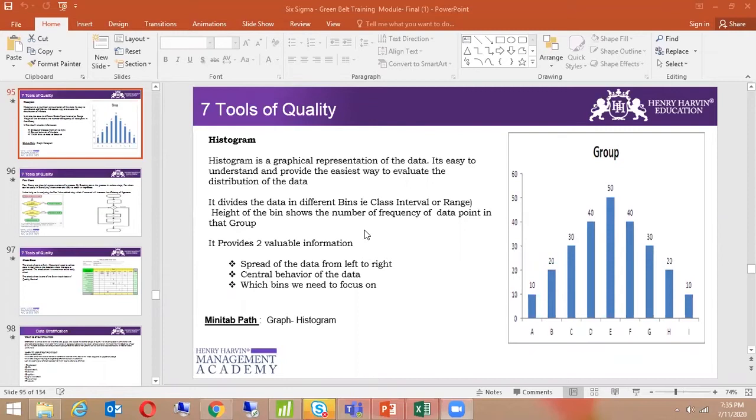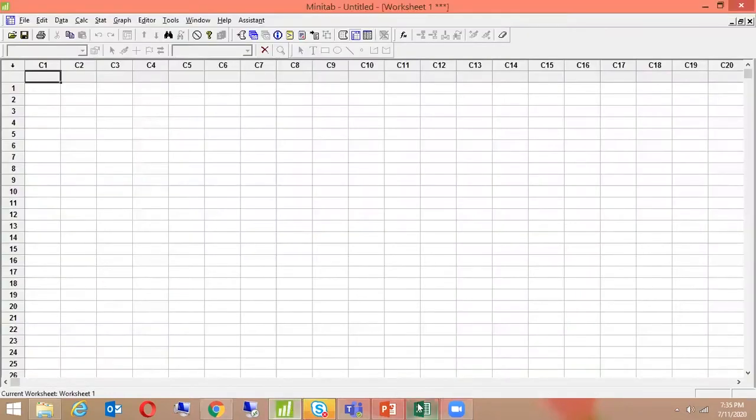This is a very good tool if you have certain categories and you want to look at which of the categories you would like to focus on; you can use a histogram. So let's do a Minitab hands-on quickly, and then you'll be able to understand better and ask questions.